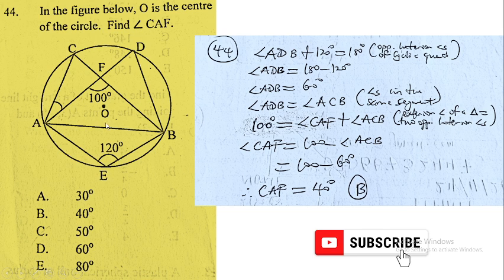That's one method. Another method is that this is also a cyclic quadrilateral. So this angle here plus this angle here should give us 180. So this angle here will be 180 minus 120, and that gives us 60 degrees. And this angle here plus this angle here should give us 100. So this angle here will be 100 minus 60, that gives us 40. So that's another method in which you can do it if you don't want to follow this method.